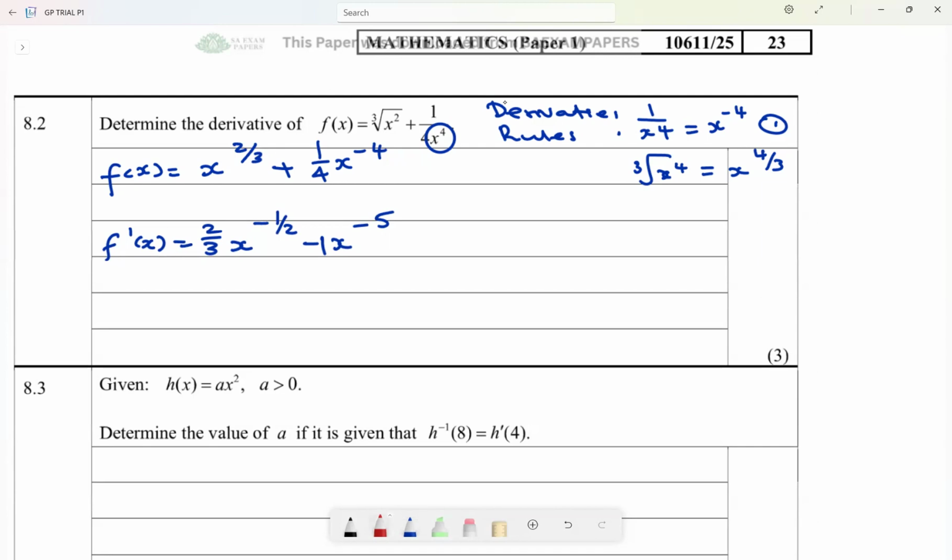So first things first, the first mark that you get is for writing this in a beautiful way. And then the other mark is for differentiating independently.